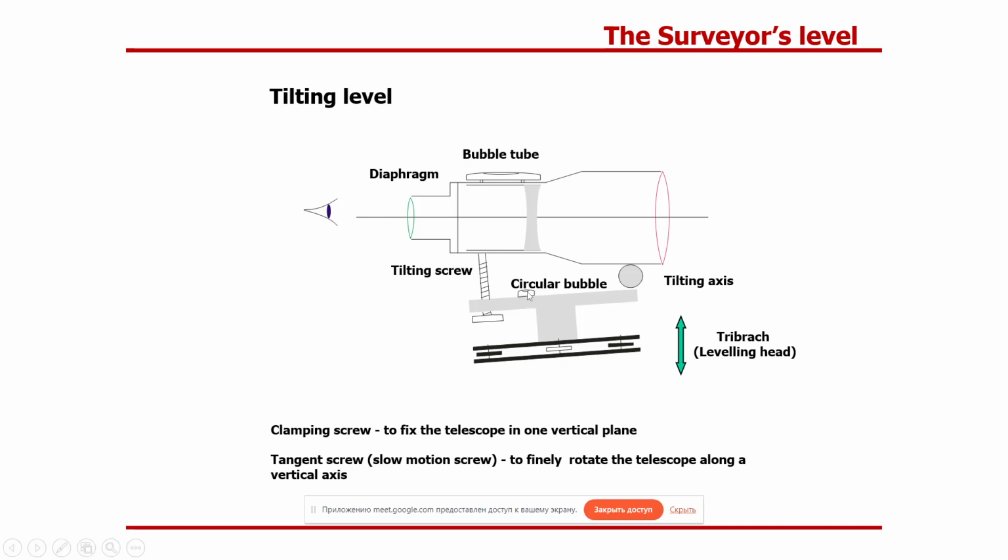The circular bubble helps us to put the equipment in a horizontal plane. But the bubble tube is more sensitive, and we can precisely horizontalize our instrument before we begin to measure heights and differences of heights.